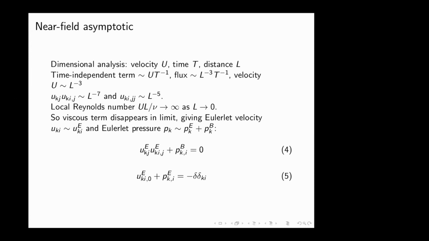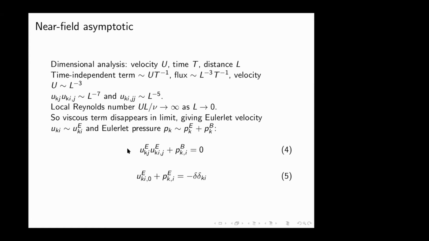So as L tends to 0, we can see that the viscous term is much smaller than the inertia term and disappears. So if that's true, then we're approaching an Euler flow representation because the viscosity is becoming negligible. And so asymptotically, we get the Eulerlet, the Navier-Stokes tensor Eulerlet near the origin. And we have a solution for the Eulerlet that's already been published. And this briefly goes through how you can work that out.